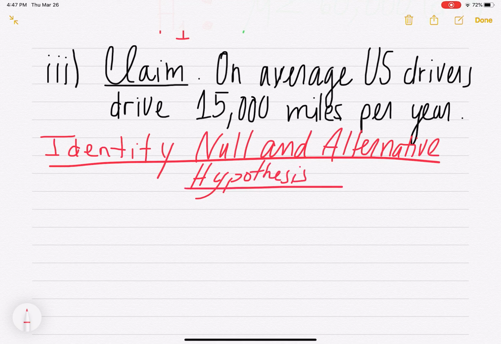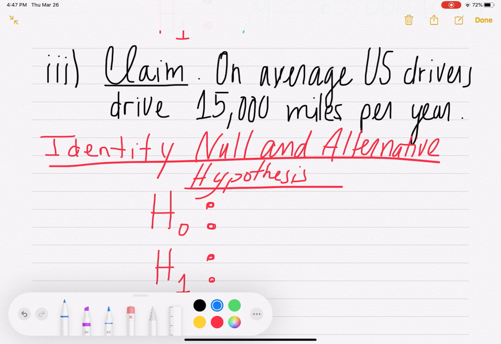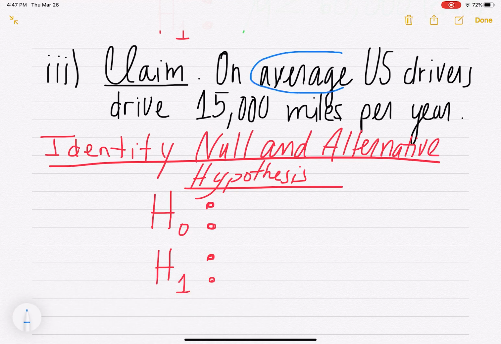So we're going to write H0 for the null hypothesis and put a colon. Then H1 for the alternative and put a colon. So the null is H0, the alternative is H1. And this is going to be about the mean, the population mean, right? The average. And remember, the null always involves the equal sign. You have another number here showing that, right? 15,000. So the mean is 15,000 is the null hypothesis.